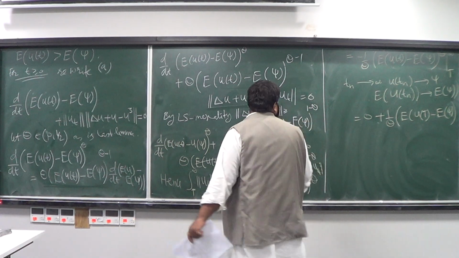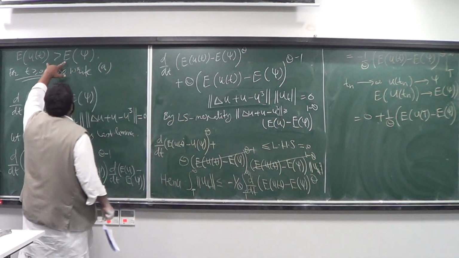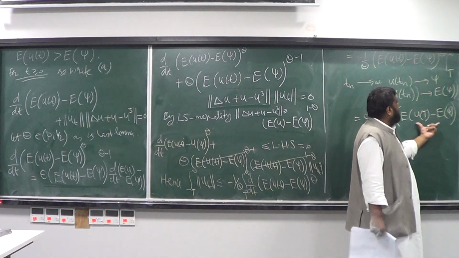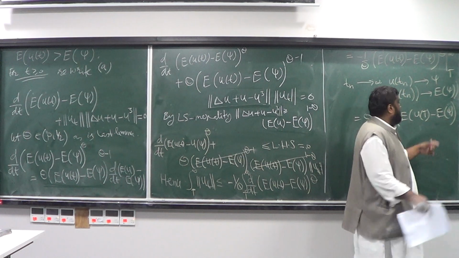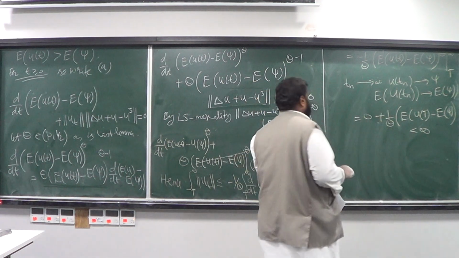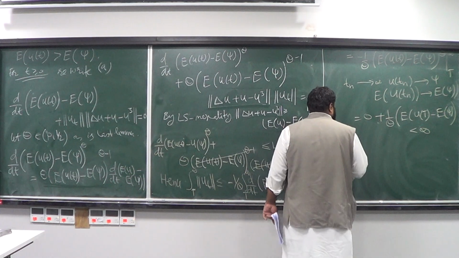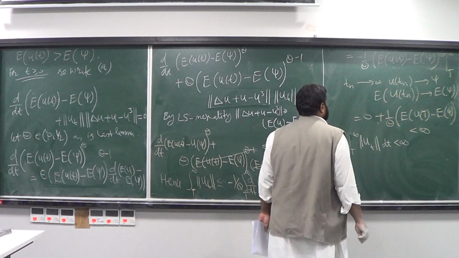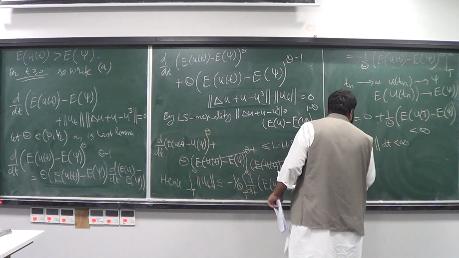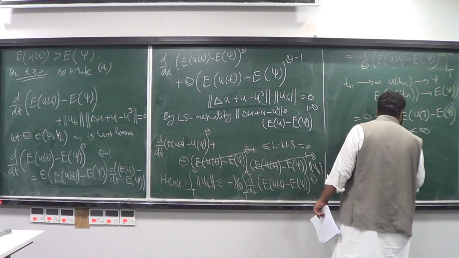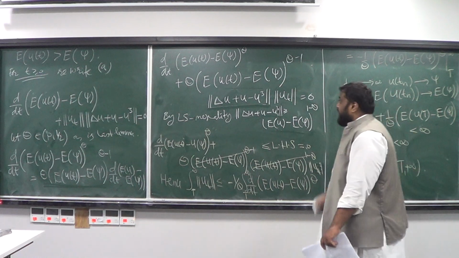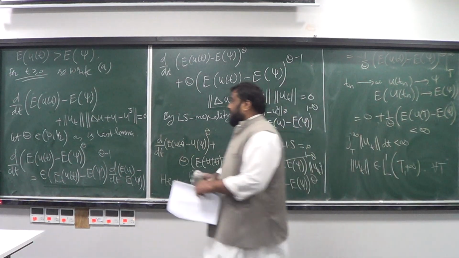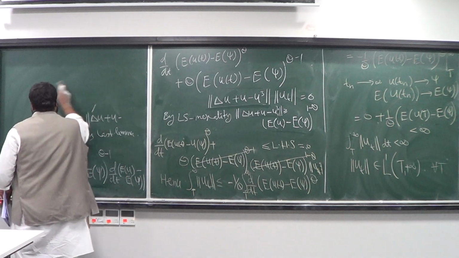But I can assume that T is sufficiently big for this to be true, so E of u of T is bigger than E of psi. In other words, this difference is a positive number, and hence it is finite. So this difference is for sure finite by assumption. If this is finite, then the integral from T to infinity of the norm of u_t dt is finite. And if this is finite, this means that the norm of u_t belongs to L1, so it's integrable from T to plus infinity. Okay? So this is true for any sufficiently big T.